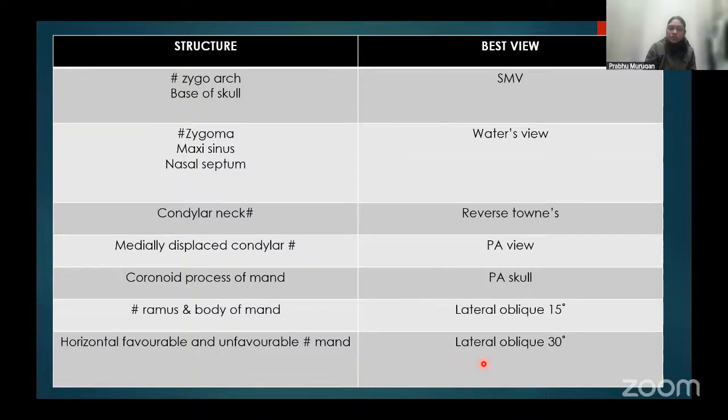So these are the structures that are visible in these particular radiographs. These are the best views to look at those indications. The one on the right side is the indication, and the second one is your projections.